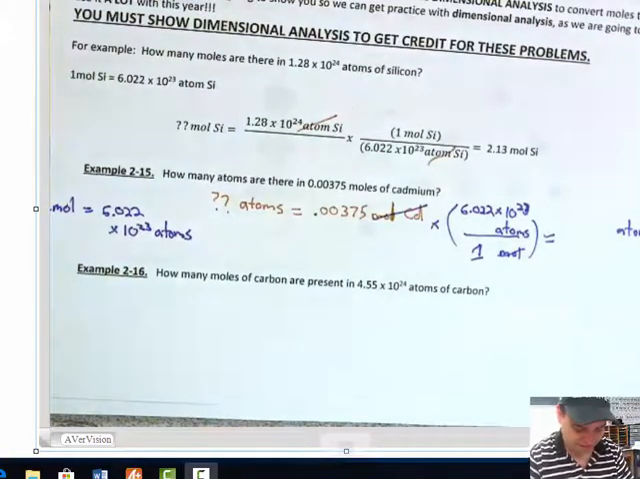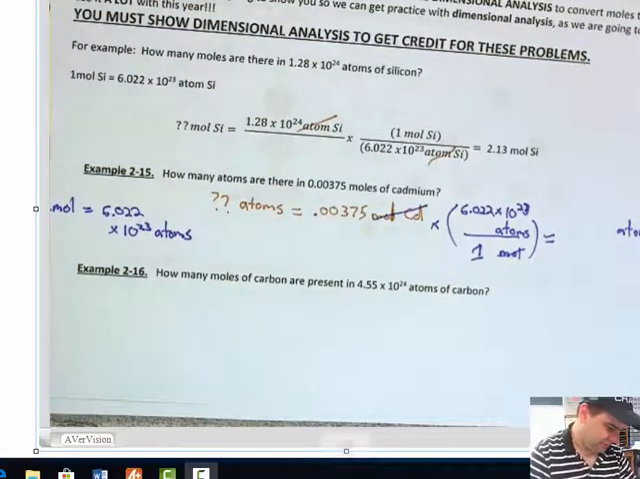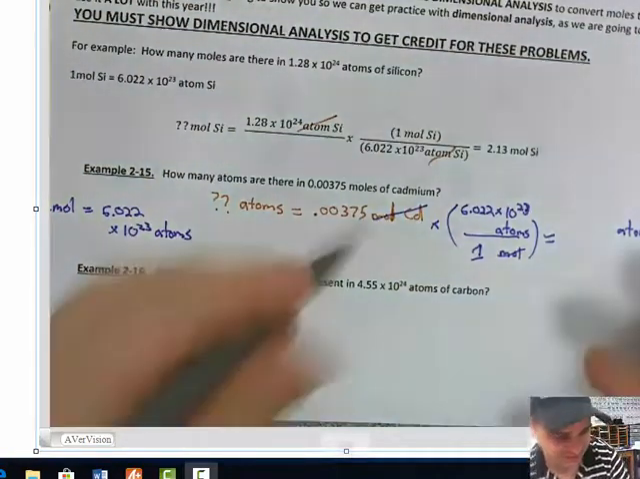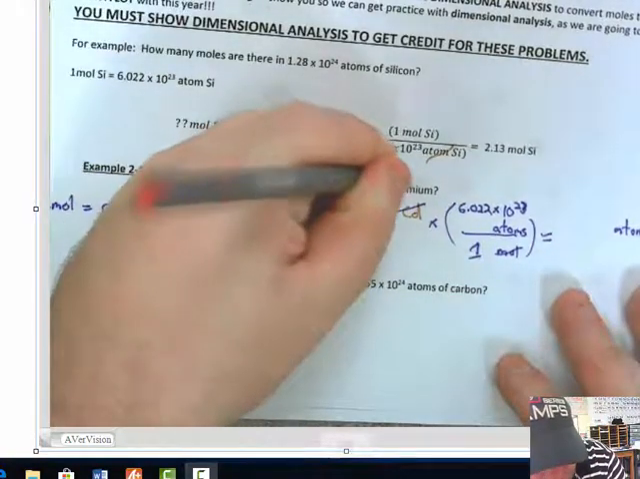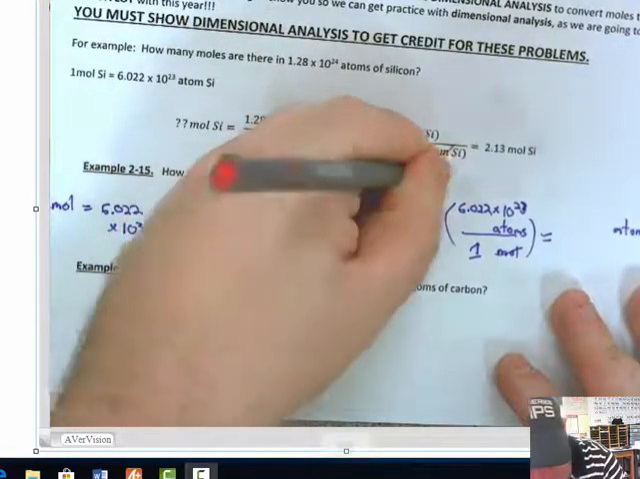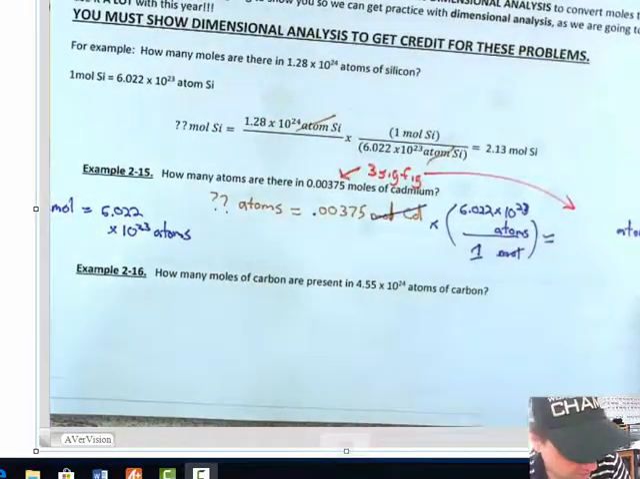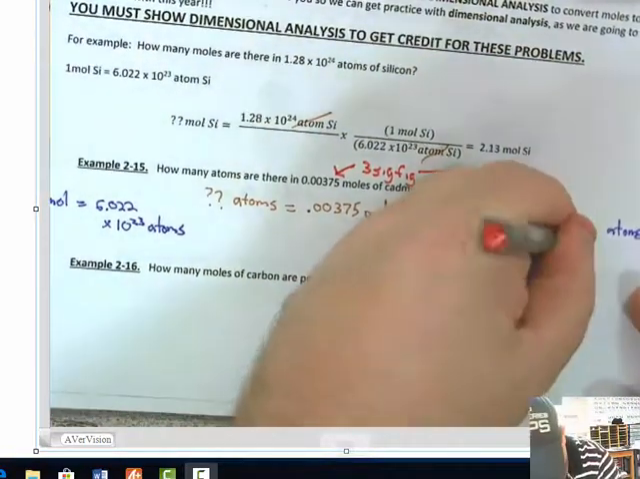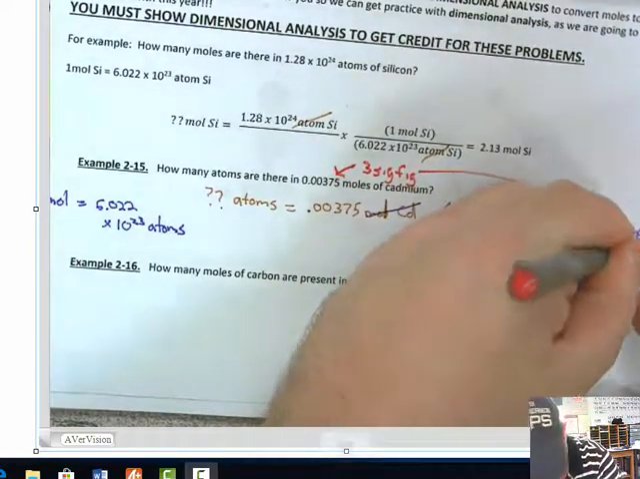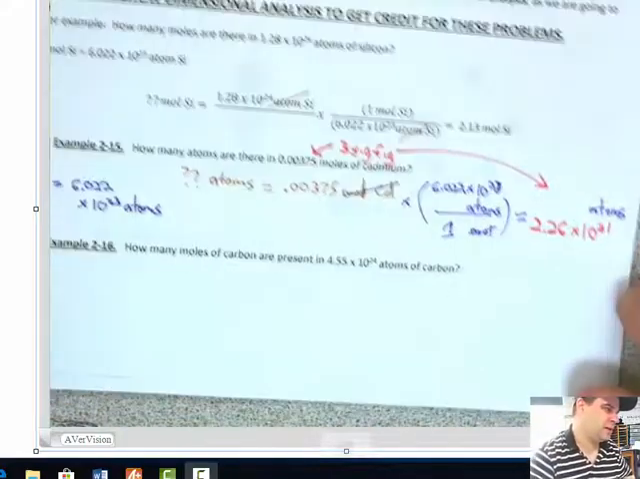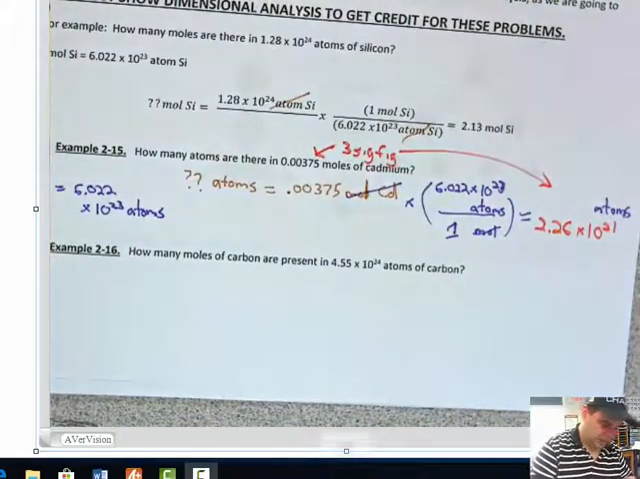Okay, time to mention number of significant figures. Now this one has leading zeros. These leading zeros don't count. So this one has 3 sig figs. So my answer should have 3 sig figs. 2.26 times 10 to the 21st atoms. Okay.